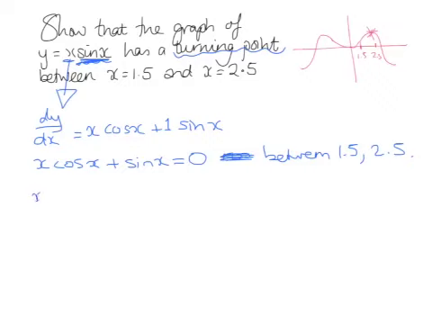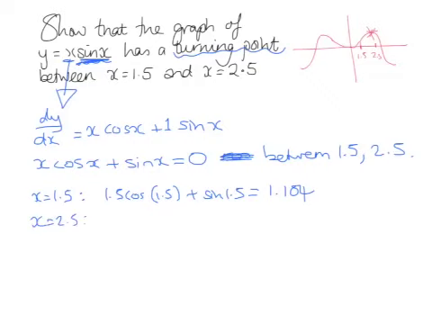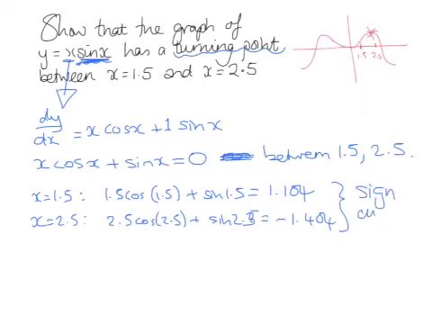So at x is 1.5: 1.5 cos 1.5, making sure our calculator is in radians, plus sine 1.5 is 1.104. At x is 2.5, we get 2.5 cosine 2.5 plus sine of 2.5, and that comes out to be minus 1.404. Good, we have a sign change. So there's our sign change.